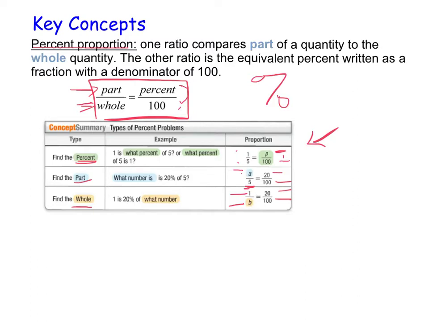Now this whole number here is always going to follow the word of. Okay, of is always going to be the whole number. Okay, so this says of 5. You see that the 5 is in the bottom. Let's see, of 5 here. You see the 5 is in the bottom. So anytime you see that word of, whatever follows that, that's going to be that whole number.